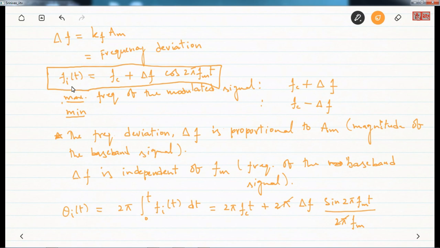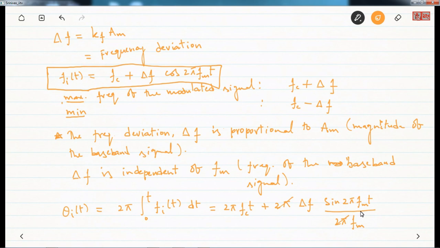So we have the instantaneous frequency. From that I want to get the angle of the signal. That angle is obtained as the integral of the instantaneous frequency multiplied by 2 pi. Integrate this out and multiply by 2 pi. So it becomes 2 pi Fc t plus 2 pi delta F times the integral of cos 2 pi Fm t, which becomes sine 2 pi Fm t divided by 2 pi Fm. This 2 pi gets cancelled, and then here we have this.